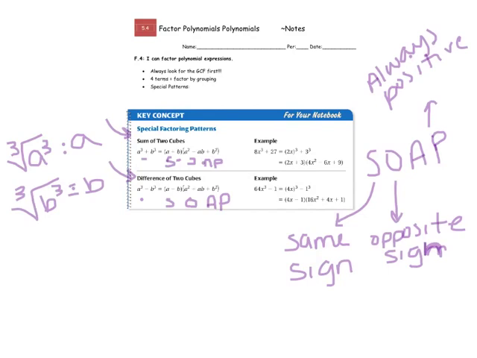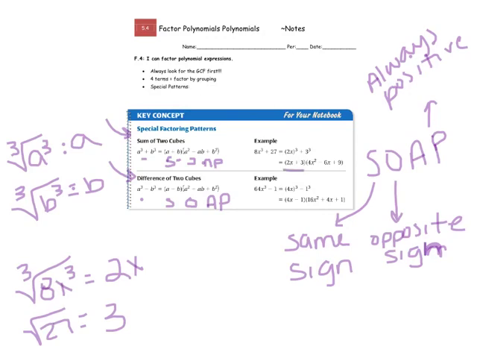All right, so let's take a look at these examples. The first one, 8x cubed plus 27. So you're going to take the cube root of 8x cubed. All right, so you're going to do that separately. The cube root of 8, if you don't know that's 2, you could put that in your calculator. All right, and then the cube root of x cubed is x. And then you're going to take the cube root of 27. Again, if you don't know that's 3, you're going to put that in your calculator. All right, so the first set of parentheses is the 2x plus 3, same sign.